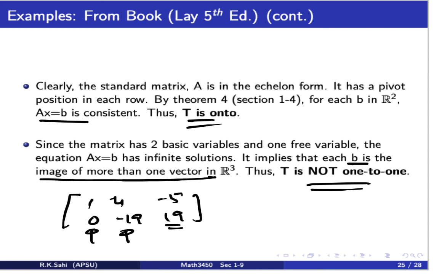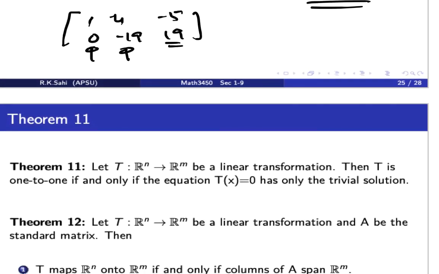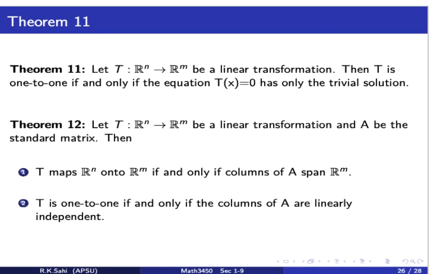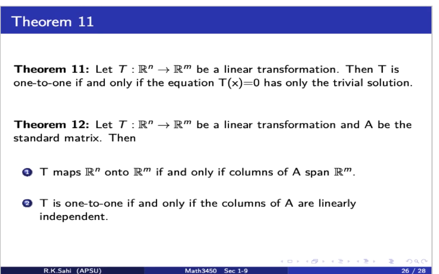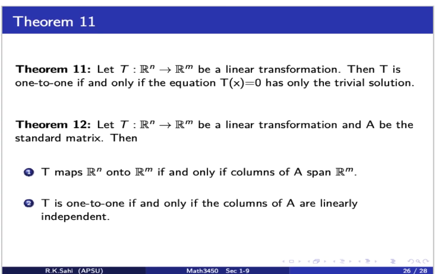Now, it takes us to two specific important theorems, theorem number 11 and 12. And remember, we will be basically applying the theorems, not proving them. We will be using them here. So T is a linear transformation from Rn to Rm. We say T is one-to-one if and only if the homogeneous equation has only the trivial solution.